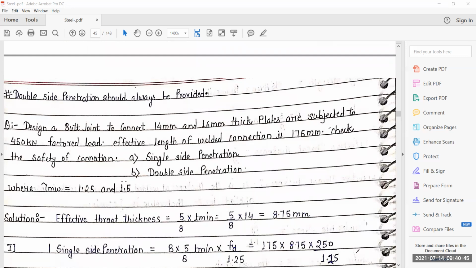The question: design a butt joint to connect 14 mm and 16 mm thick plates subjected to 450 kN factored load. The effective length of the welded connection is 175 mm. Check the safety of the connection for single side and double side penetration.